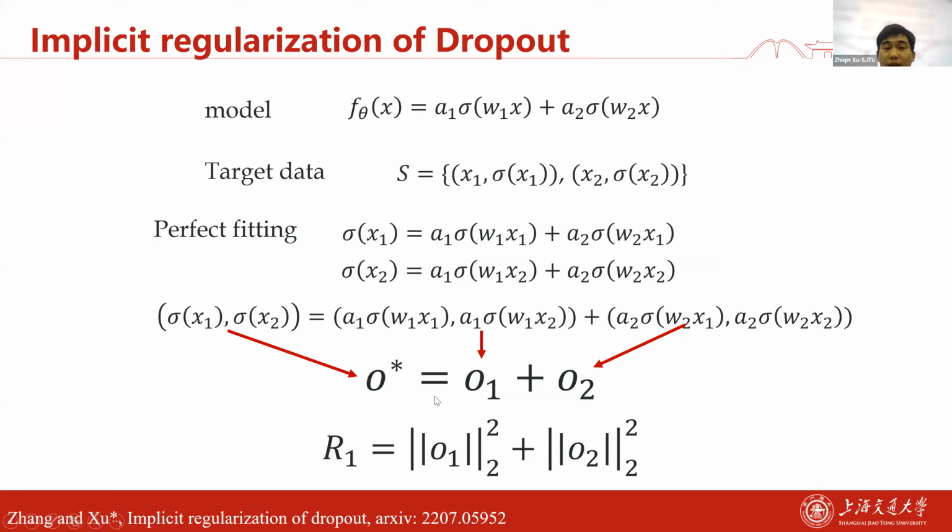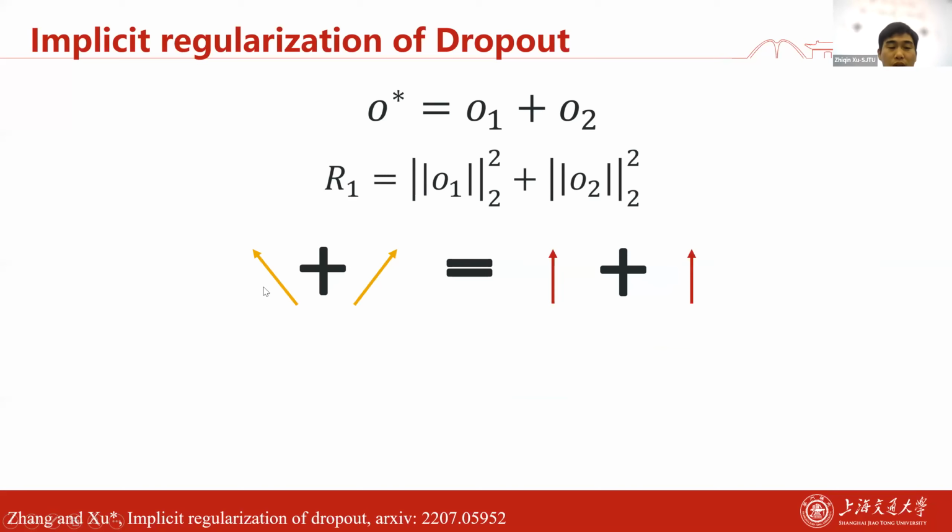That is natural. However, dropout has an extra regularization that requires the sum of the norms of O1 and O2 to be as small as possible. What does that mean? For example, you want to have this final result for some data. It can be summed by this yellow pair or this red pair, right? They should sum to the same thing. However, their norms are very different. In this case, the norm is much larger, and in this case, the norm is smaller. So by the regularization of dropout, you will select this one, and the neural network will find this weight pair.